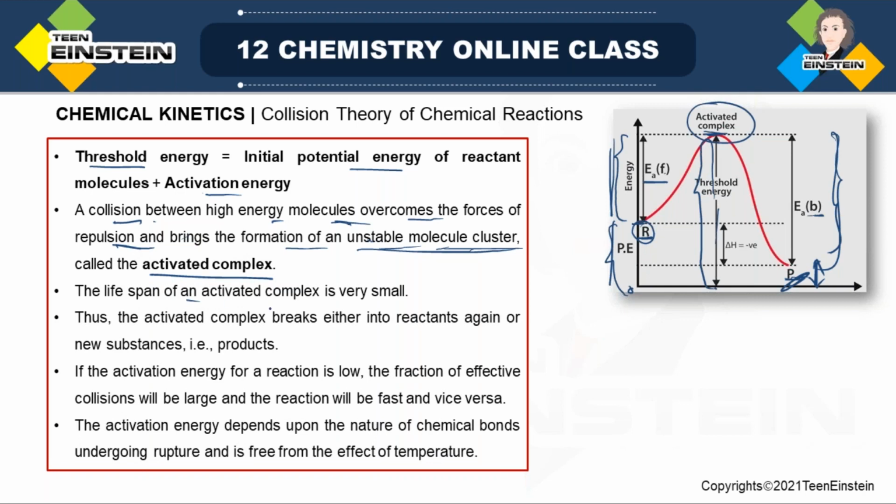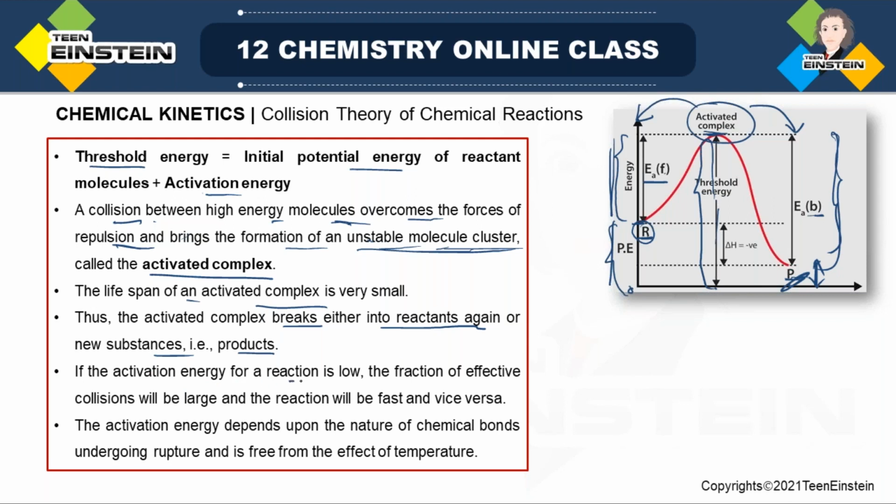Now the lifespan of this activated complex is very small. Obviously it is small because it is unstable. So as it is unstable, it will break either into reactants again, that means it can move towards the left hand side, or it can move towards the right hand side, that means new substances, products. If it is going both sides, that is both are happening simultaneously, then we will say there is equilibrium, that is product to reactant, reactant to product. But if it is only moving towards the right hand side, then it will be irreversible.